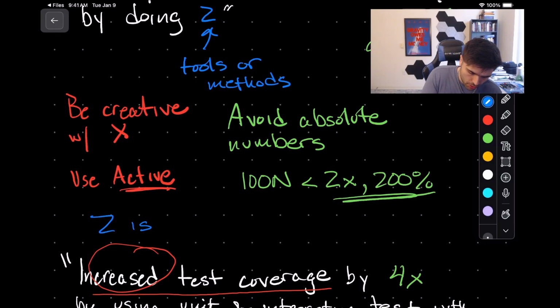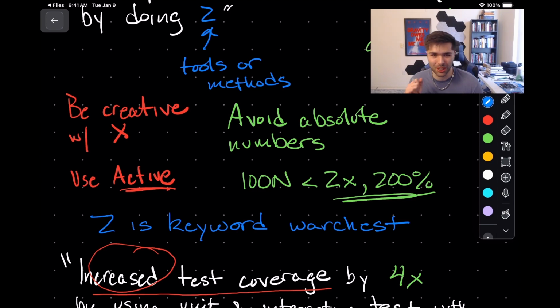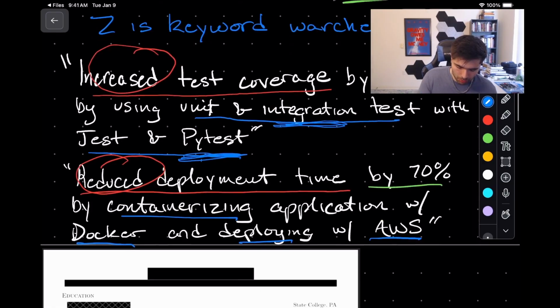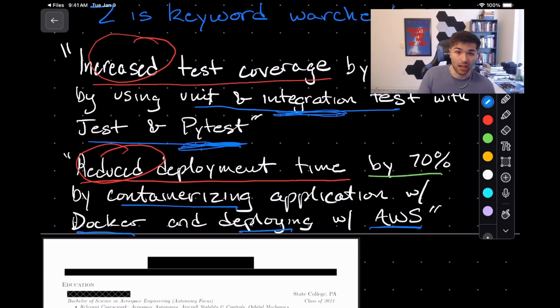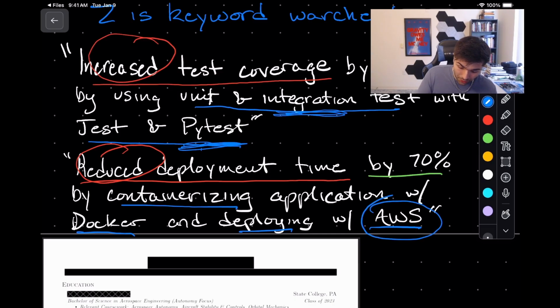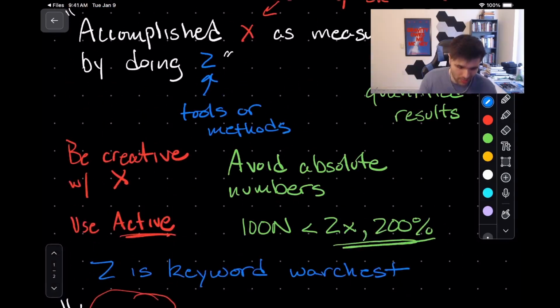Speaking of specifics, the last point I'll make here about the Z component is that Z is really your keyword war chest. This is where you can bust out all the keywords that you're desperately trying to get into your resume so that parsers can pick it up and recommend you to an actual human. An example here, maybe they're looking for someone who does integration testing. A more fitting example would probably be Docker and AWS and stuff. A lot of parsers, if they're looking for someone with AWS experience, will look for the word AWS. So Z is your opportunity to get that in there. You don't want to do it in X or Y.